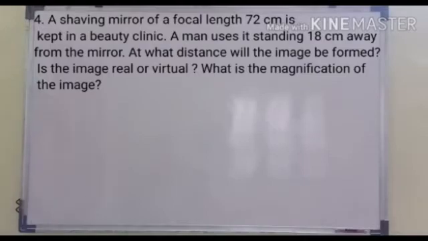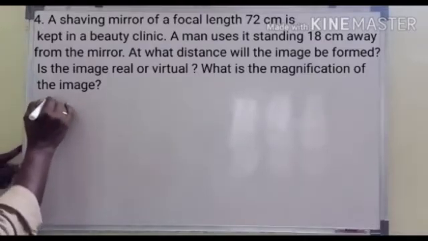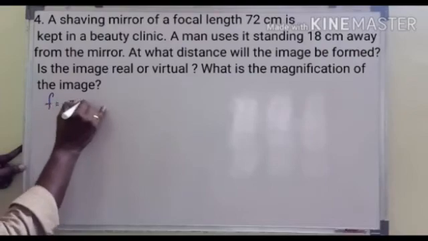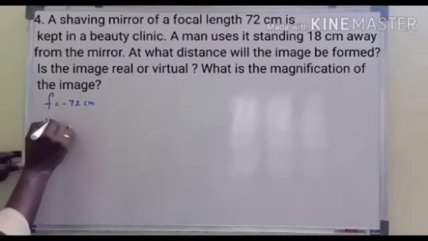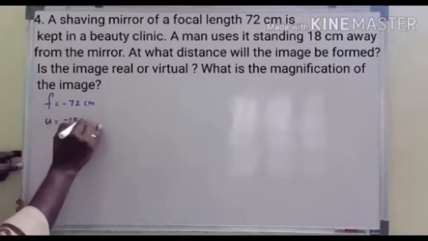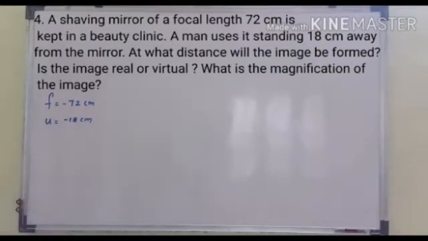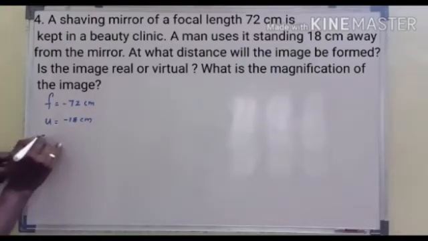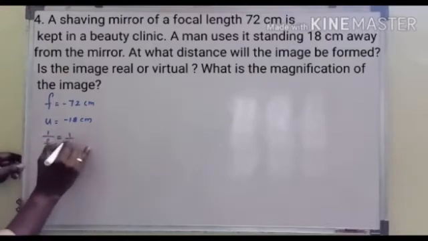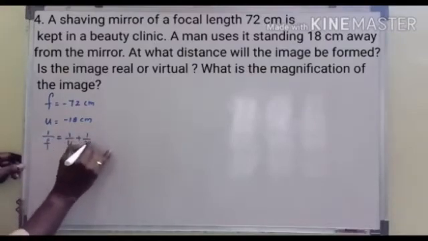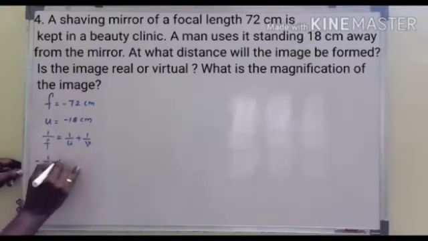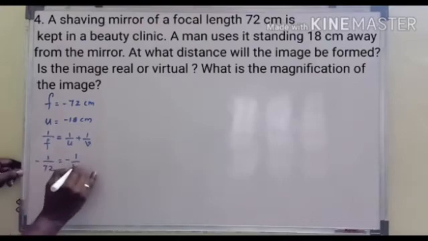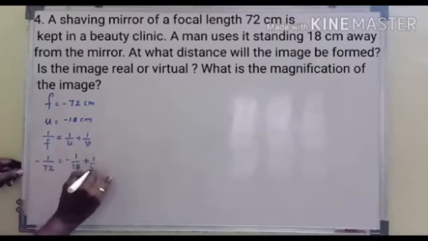Since the focal length of the shaving mirror is 72 cm, we can write f is equal to minus 72 cm, and the man stands in front of the mirror at a distance of 18 centimeter. So the distance of the object u is equal to minus 18 centimeter. Using the mirror equation, 1 by f is equal to 1 by u plus 1 by v. By substituting these values, minus of 1 by 72 is equal to minus of 1 by 18 plus 1 by v.